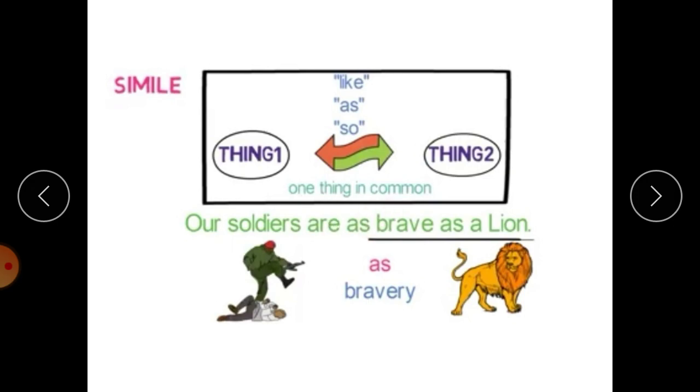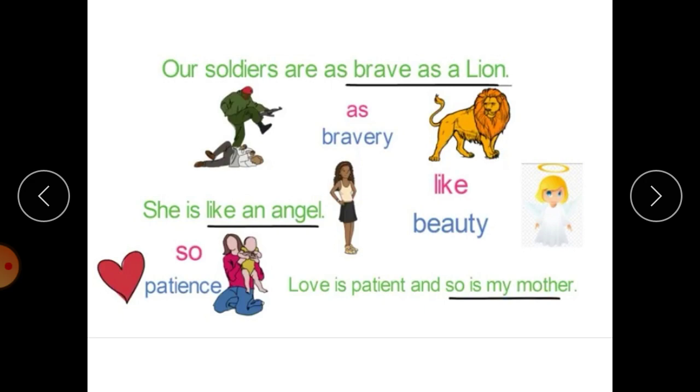Let's have some more examples. She is like an angel. Here, a girl is compared with an angel using the word like. And the common thing between them is the beauty of both of them. So, here, like an angel is a simile.